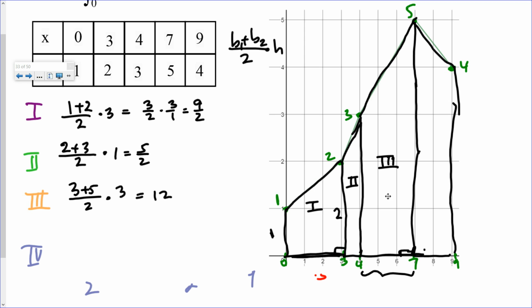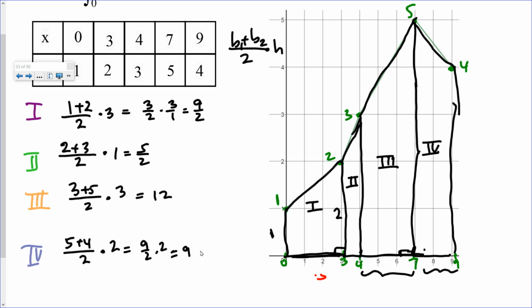Okay, good. And then finally the fourth trapezoid here. The fourth trapezoid is going to be, again, base plus base. So I'm getting 5 plus 4, quantity divided by 2, times the length of this subinterval, which is really the height of the trapezoid. And I think that's 9 minus 7, right? So that's 2. So I'm getting 9 over 2 times 2, which is 18 over 2, which is just 9. Someone check that for me.